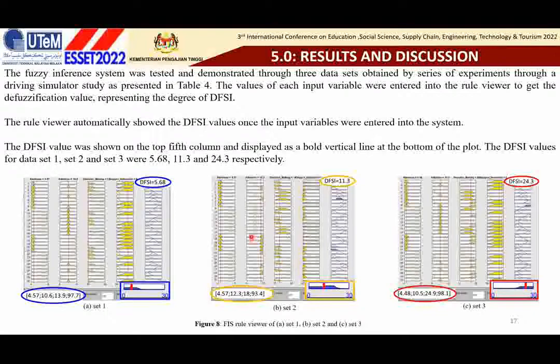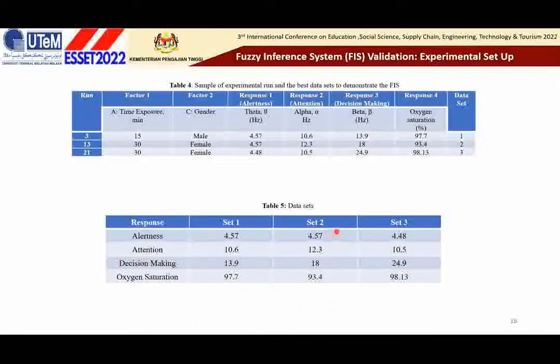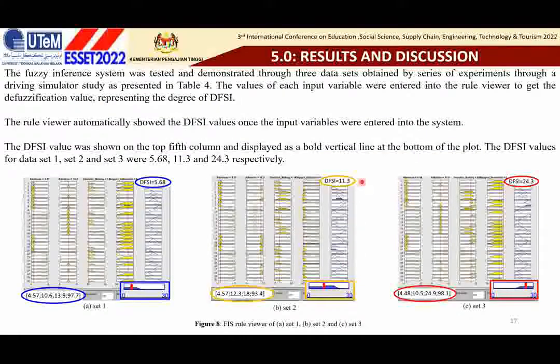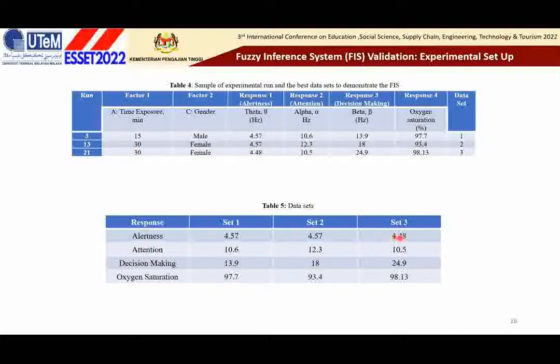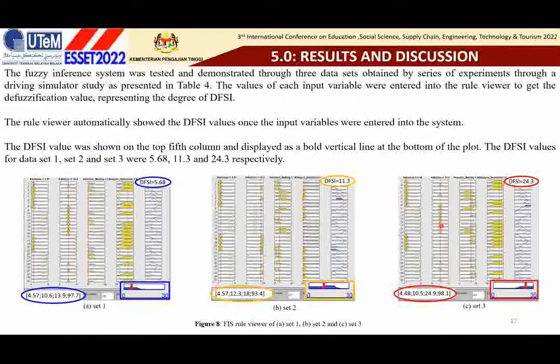Set 2 has 4.57 alertness, 12.3 attention, decision making of 18, and oxygen saturation of 92.4%. The DFSI is 11.3. So under that condition, 11.3, it is slightly unsafe. And for set 3, which is 4.48 alertness, 10.5 attention, 24.9 decision making, and 98.13 oxygen saturation.